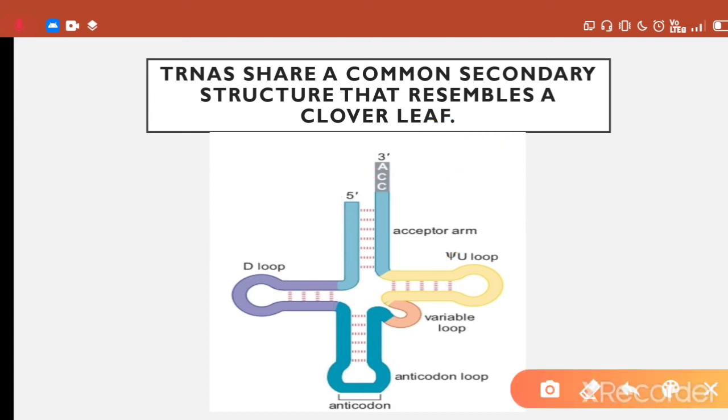Why is it a high energy bond? Because its hydrolysis results in a large change in free energy. So when this acyl bond is broken down, a large amount of energy is released that is utilized for the formation of peptide bond during polypeptide chain formation.